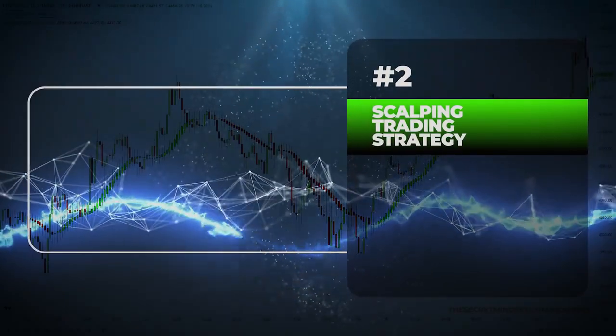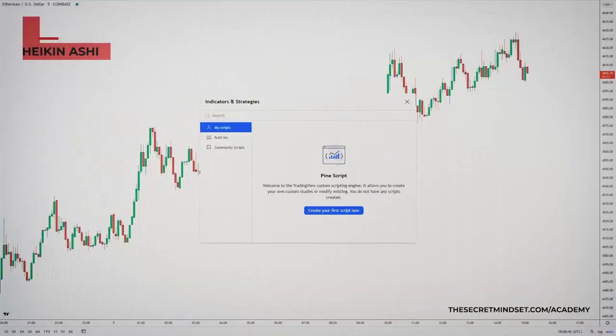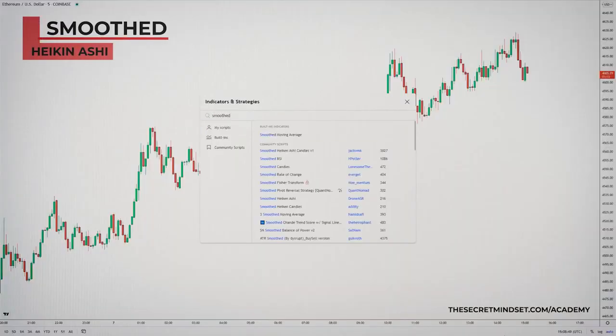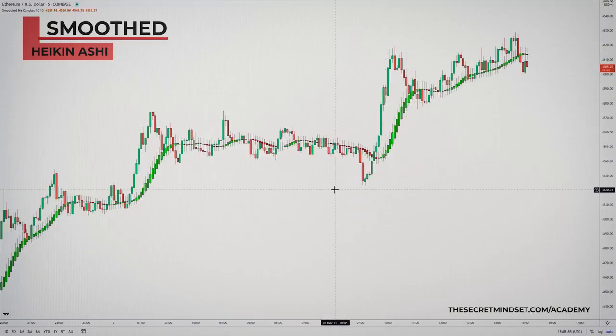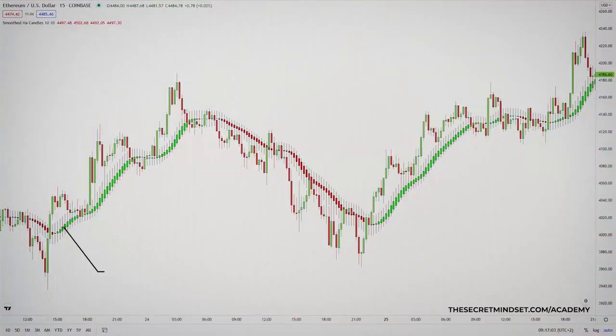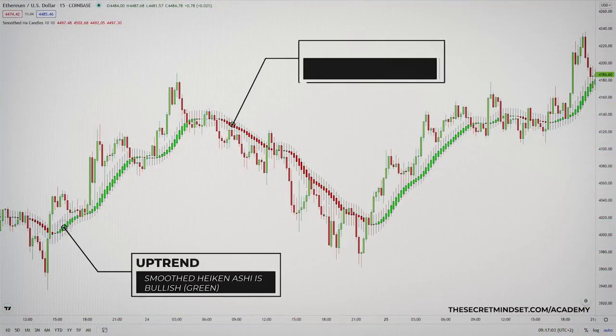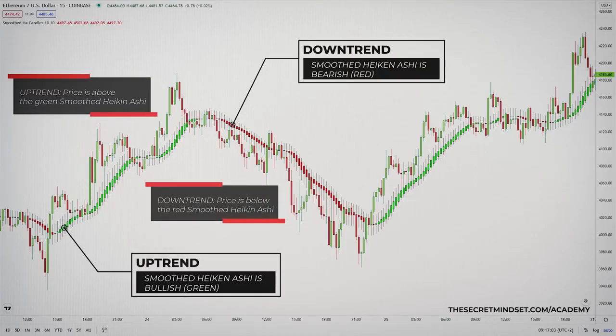Second strategy is a scalping one, using the Smooth Heikin-Ashi. The Smooth Heikin-Ashi is a modified version of the regular Heikin-Ashi candlestick chart. The indicator is used as an overlay on the regular candlestick chart, just like a moving average. Price is in an uptrend when the Smooth Heikin-Ashi indicator is bullish or green, and in a downtrend when the indicator is bearish or red. Smooth Heikin-Ashi is a trend-following indicator.